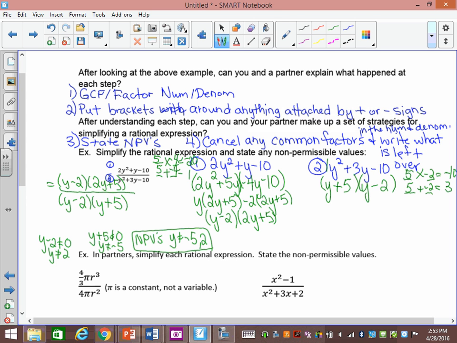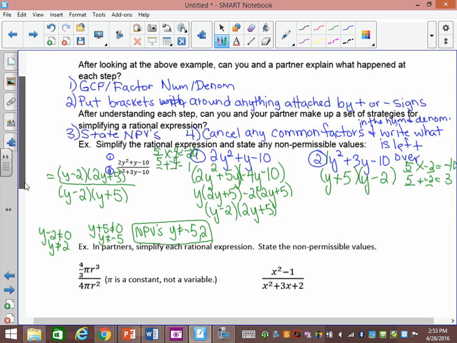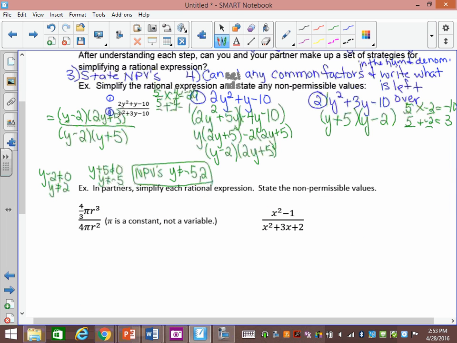Now that I stated non-permissible values, I can cancel off the common terms. So these cancel, and I'm left with 2y plus 5 on the top and y plus 5 on the bottom. And I'm done. But what's the common error here? People cross this y plus 5 off with this one and leave me a 2 on the top. This is 2y plus 5. It's not going anywhere unless I have a 2y plus 5 on the bottom. This y plus 5 is going nowhere unless I have a y plus 5 on the top. I don't. I'm done. I can't make this any better.